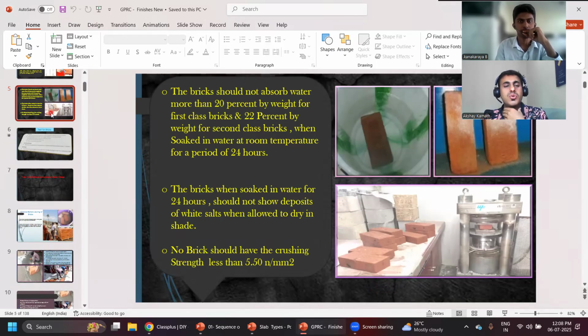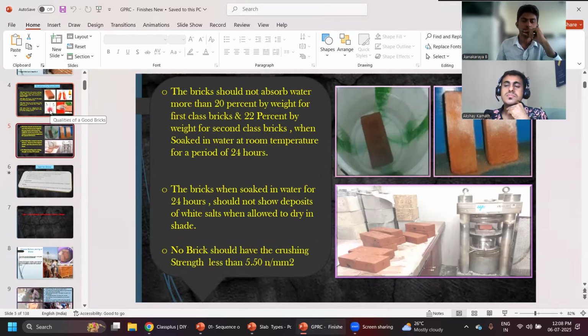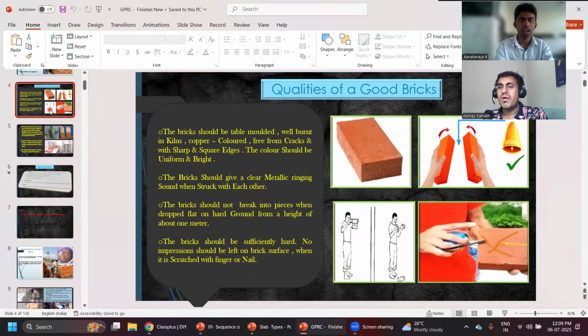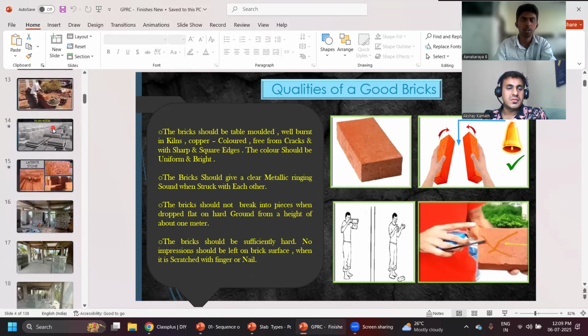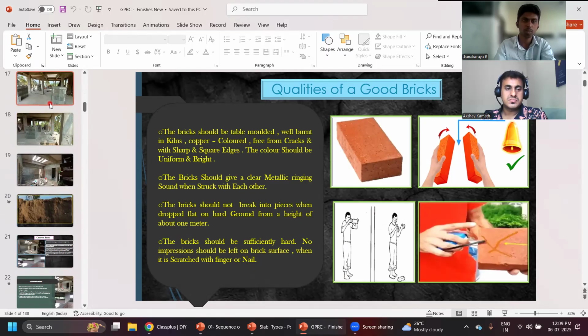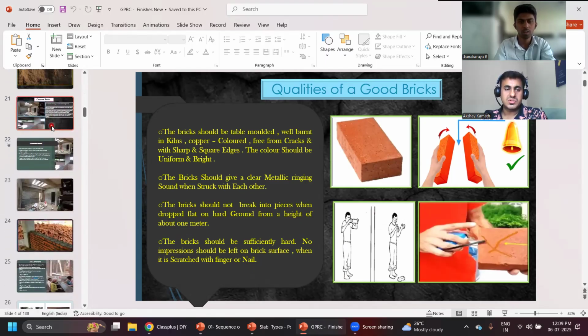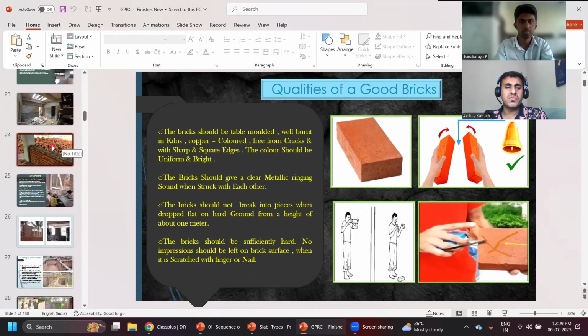Let's say you brought a brick to a construction site. What all tests will you do? Sir, the shape should be sharp and it should be red in color. It should produce a metallic sound when we touch two bricks to each other, and if we drop it from a height of 1 meter, it should not break. Then we do a water absorption test, sir. How do you do it?